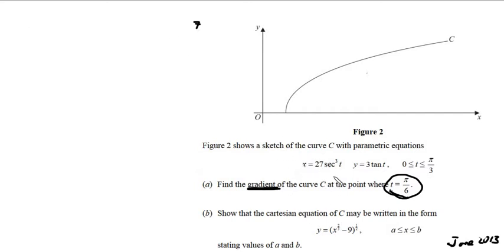What we want to do is get rid of t. We've got two equations here: an equation in x and t and an equation in y and t. We want to bring them together to form an equation in y and x. So we need to be thinking about a trigonometric identity that includes sec and also includes tan.